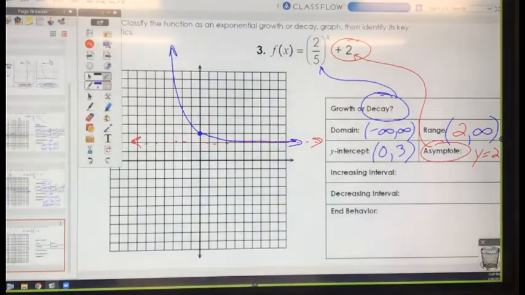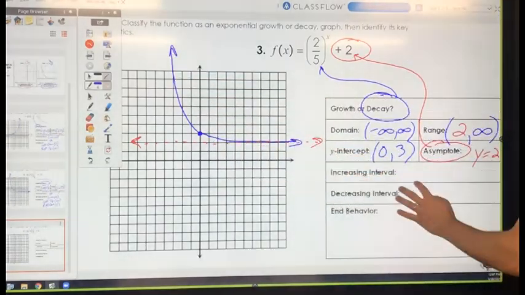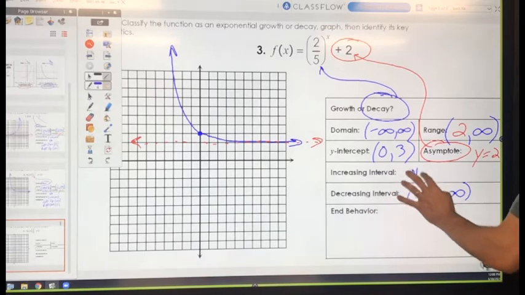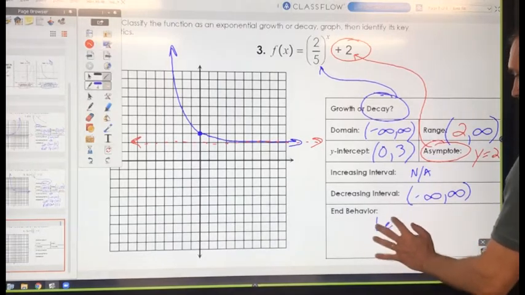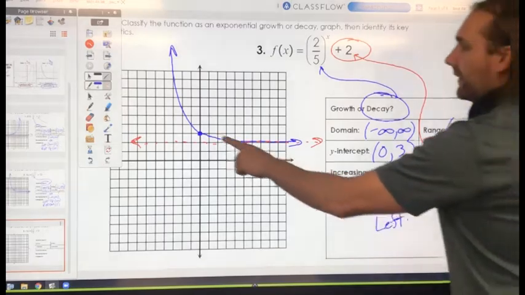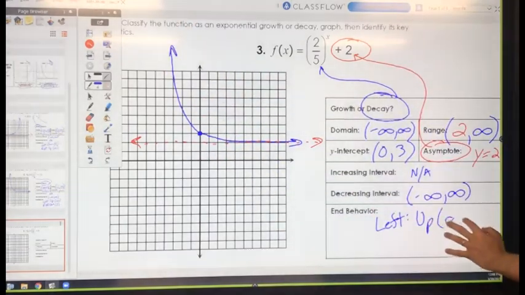And am I increasing or decreasing with this whole graph? Decreasing. I'm decreasing the whole way. So from negative infinity to positive infinity. There will be no intervals of increase in here. And my end behavior. The left side is going where? Up or down? Left side is going up towards positive infinity.